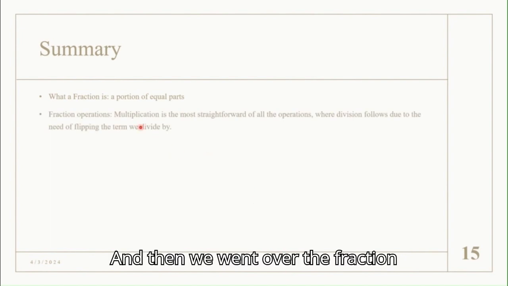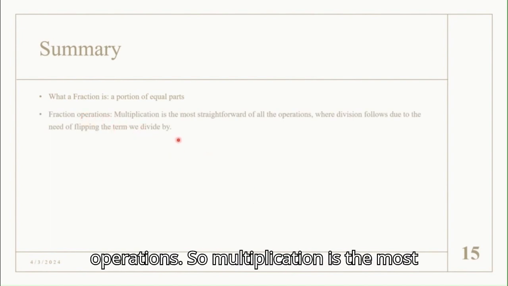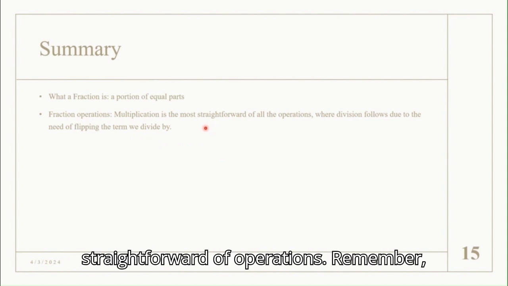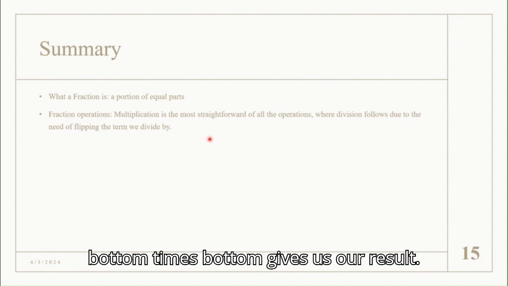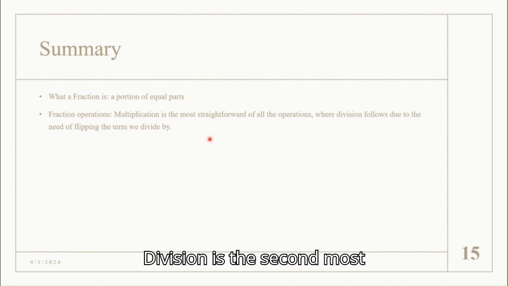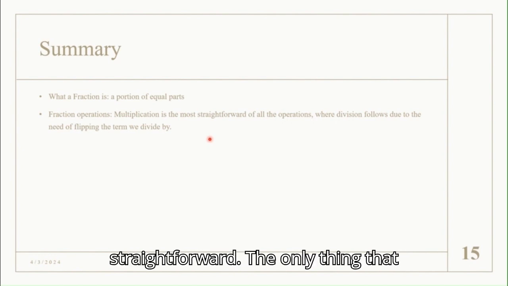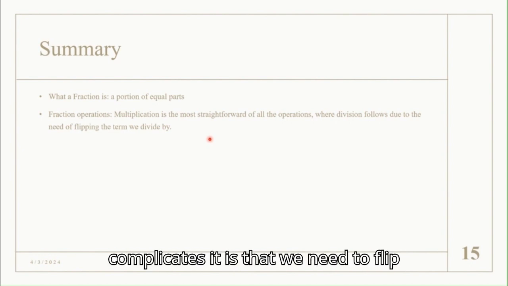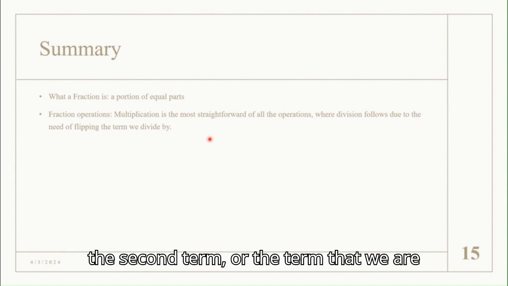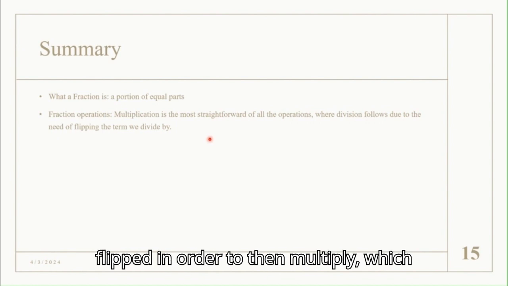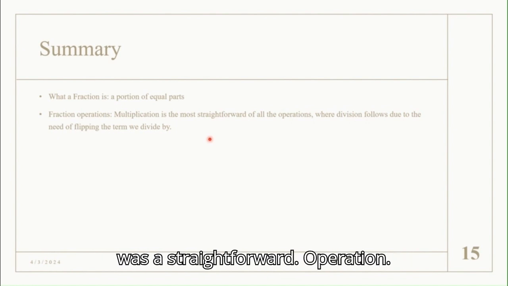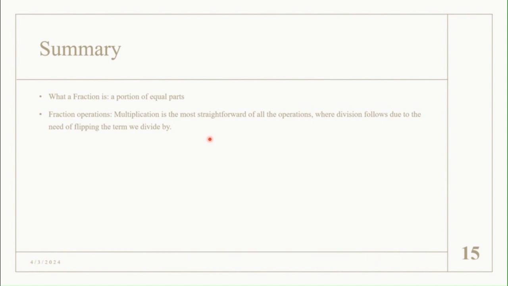And then we went over the fraction operations. So multiplication is the most straightforward of all the operations. Remember, it's just top times top divided by bottom times bottom gives us our result. Division is the second most straightforward. The only thing that complicates it is that we need to flip the second term, or the term that we are dividing by. So that term needs to be flipped in order to then multiply, which was the straightforward operation.